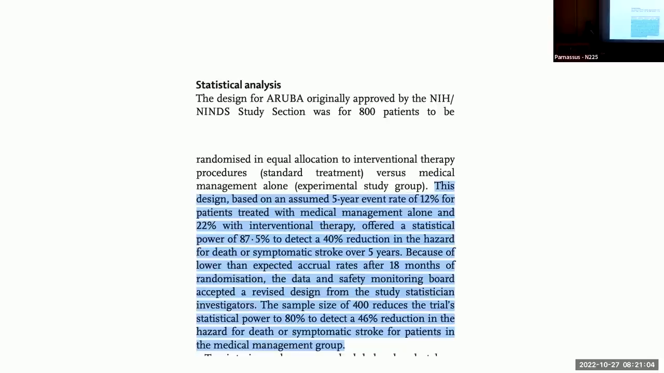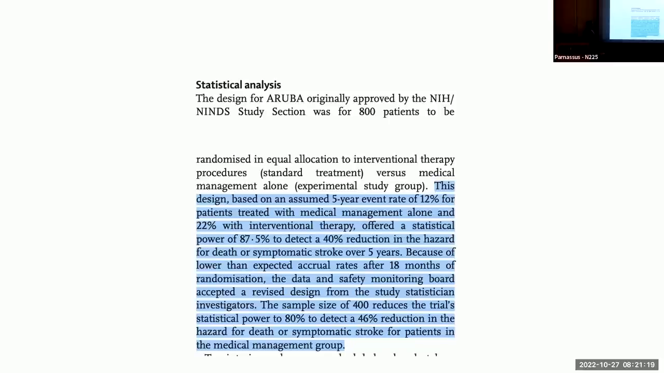Because of the lower than expected accrual rates after 18 months of randomization, the Data Safety Monitoring Board accepted a revised design from the investigators. The sample size was 400. It reduces the trial power to 80%. And now they're looking for a 46% reduction in death or symptomatic stroke for medical management.